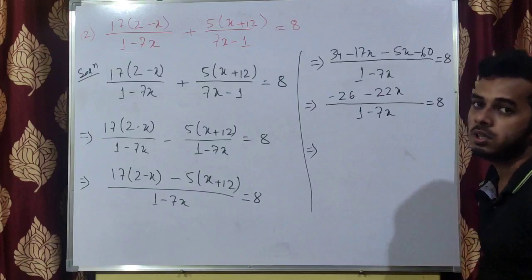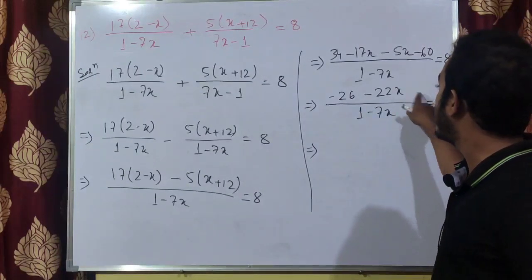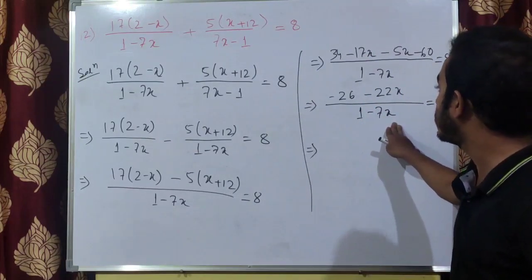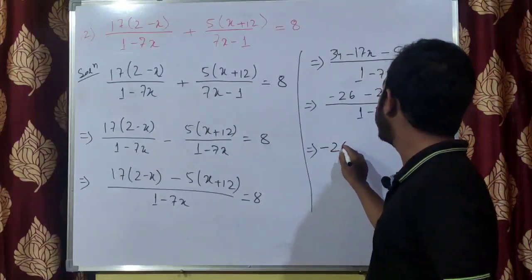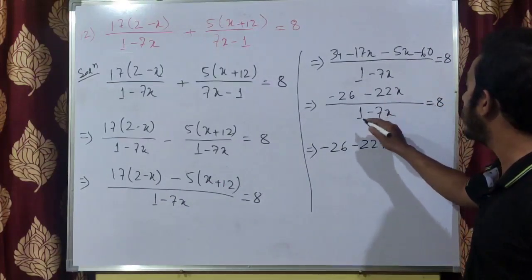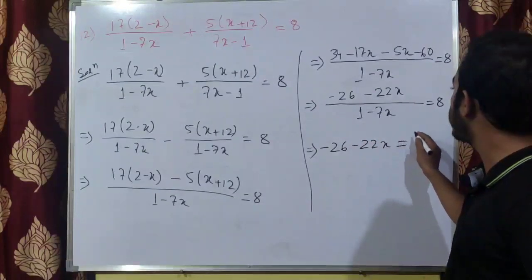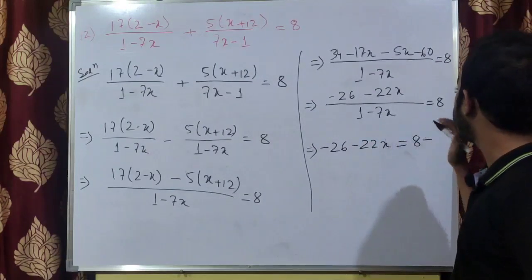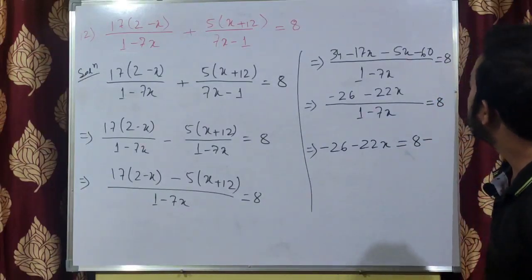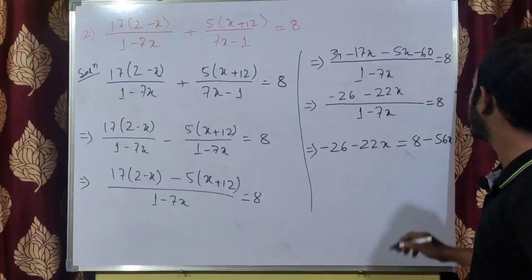Next what will be? We will multiply. Yes, now this portion is like earlier what we have solved, right? We will multiply 8 with 1 minus 7x. So it will be minus 26 minus 22x. Next what will multiply? We will multiply 8 with 1 minus 7x. It will be 8 into 1 equals 8, minus 8 into 7, 56, right? It will be 56x.